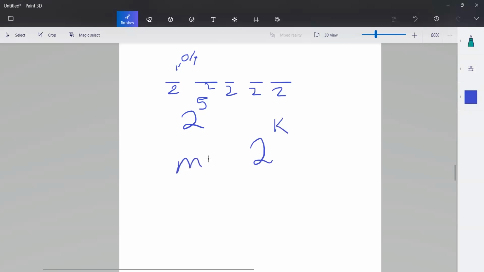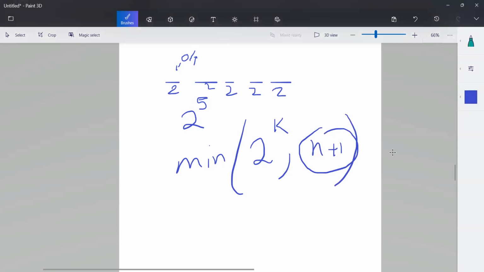So what will the final answer be? Minimum of 2 to the power k comma n plus 1. Okay, someone didn't understand the n plus 1 part.